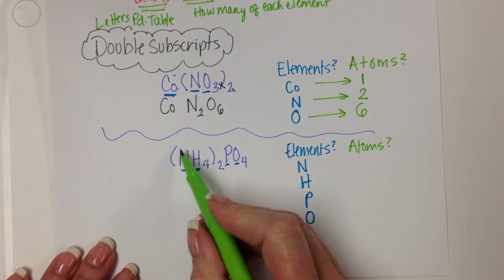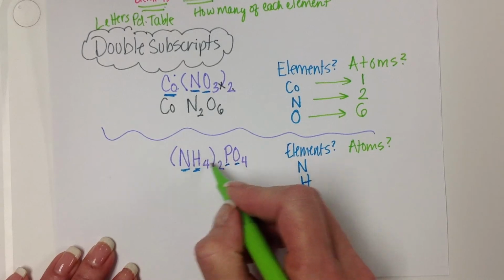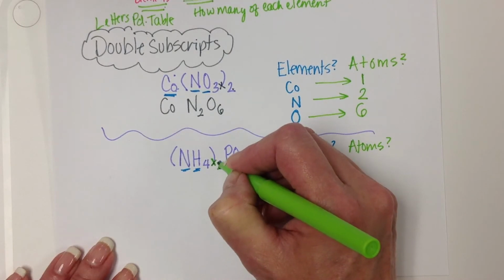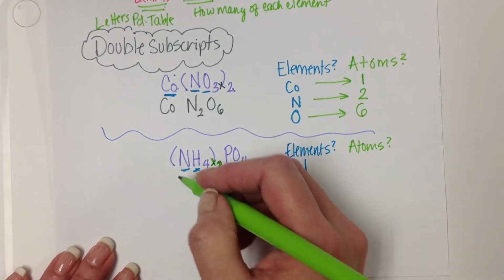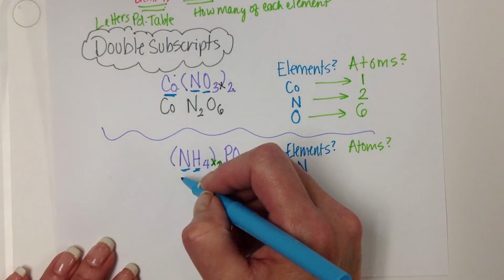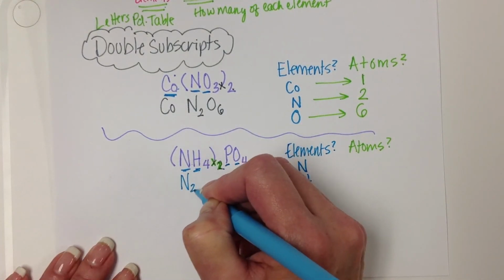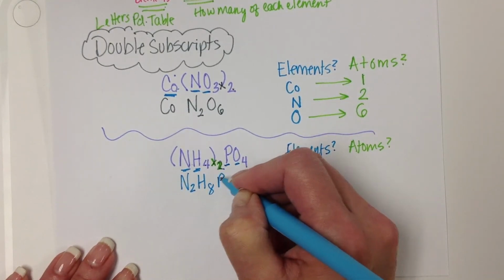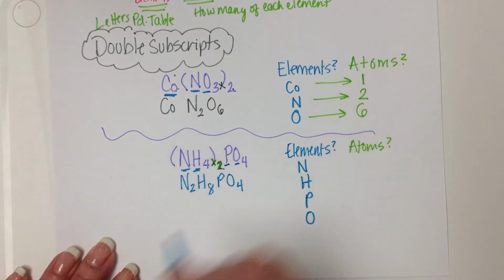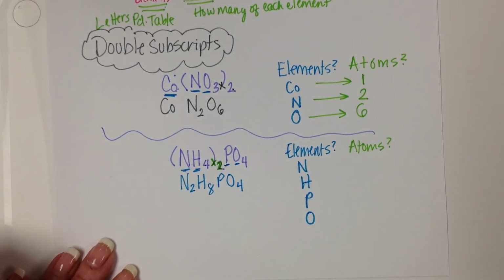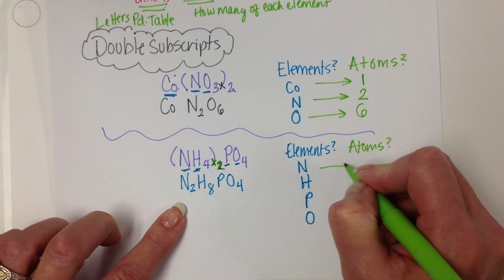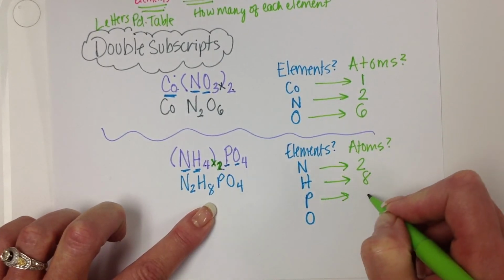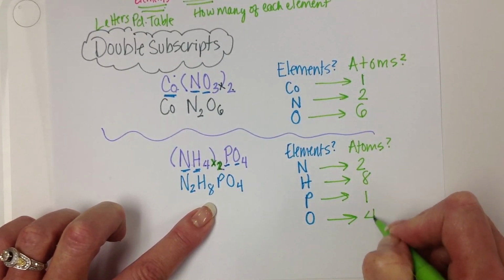All right, now let's look at how many atoms. Alright, so we're going to dissolve the parentheses before we move on. Remember, this parentheses says multiply by this little subscript 2, anything held within it. So that will become N2H8PO4. Now we can just straight count them. So we have 2 nitrogen, 8 hydrogen, 1 phosphorus, and 4 oxygen atoms.